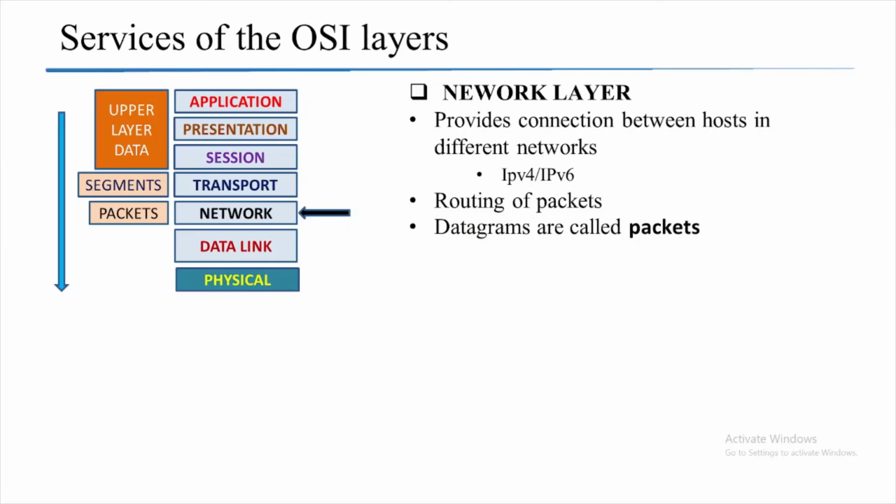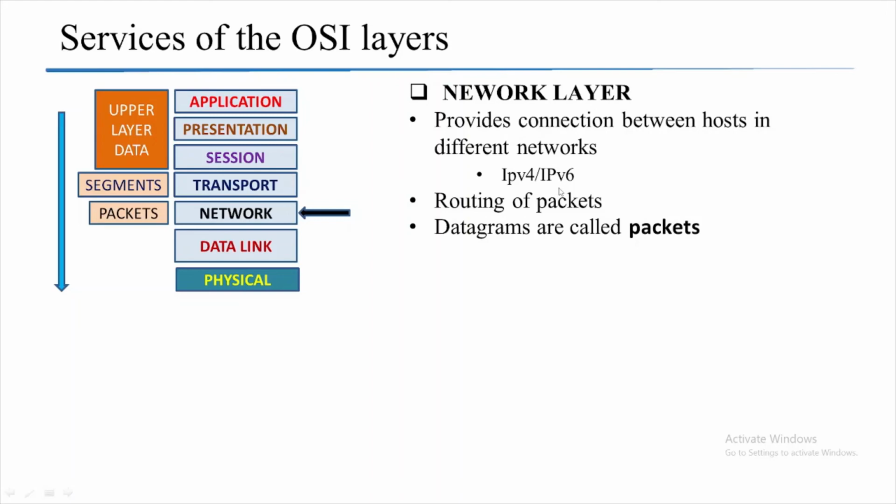And the third layer is the network layer, and it's where routers exist, right? It provides connection between hosts in different networks. It's important that it provides connection between hosts in different networks, not just the same network. If the hosts are in the same network, it's just the data link layer that's responsible. In the network layer, there are IP version 4 and IP version 6, IPv4 and IPv6.